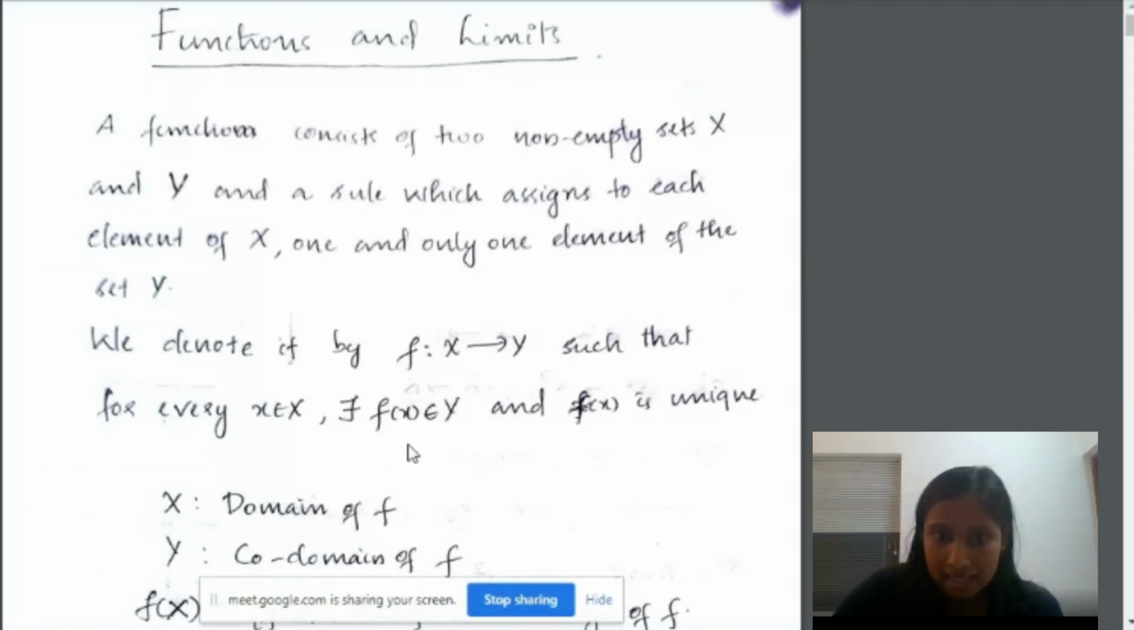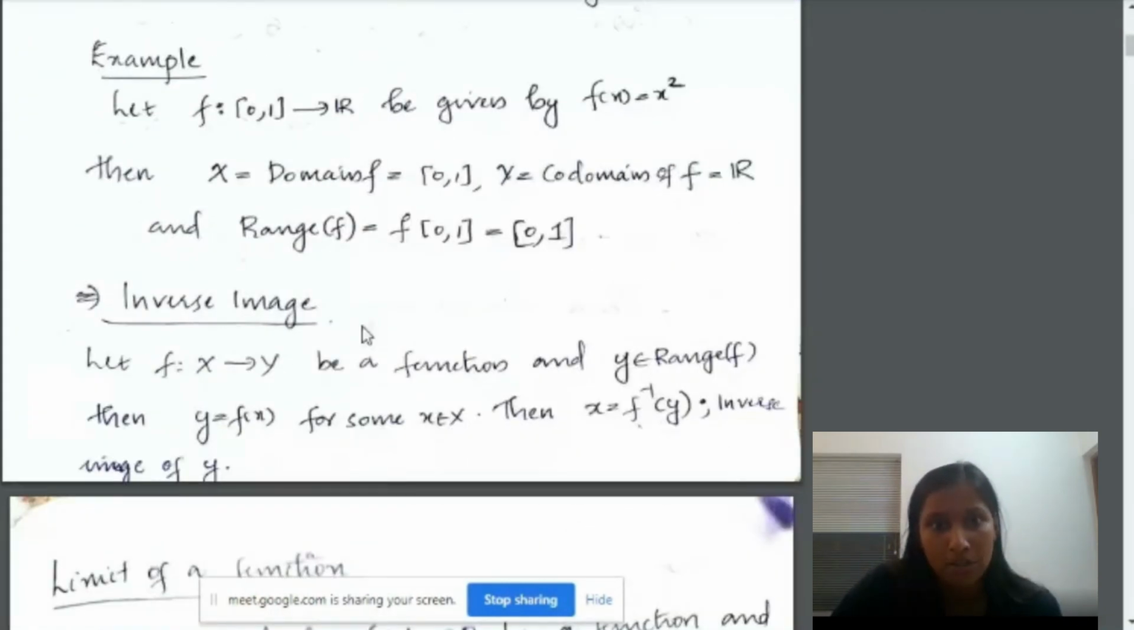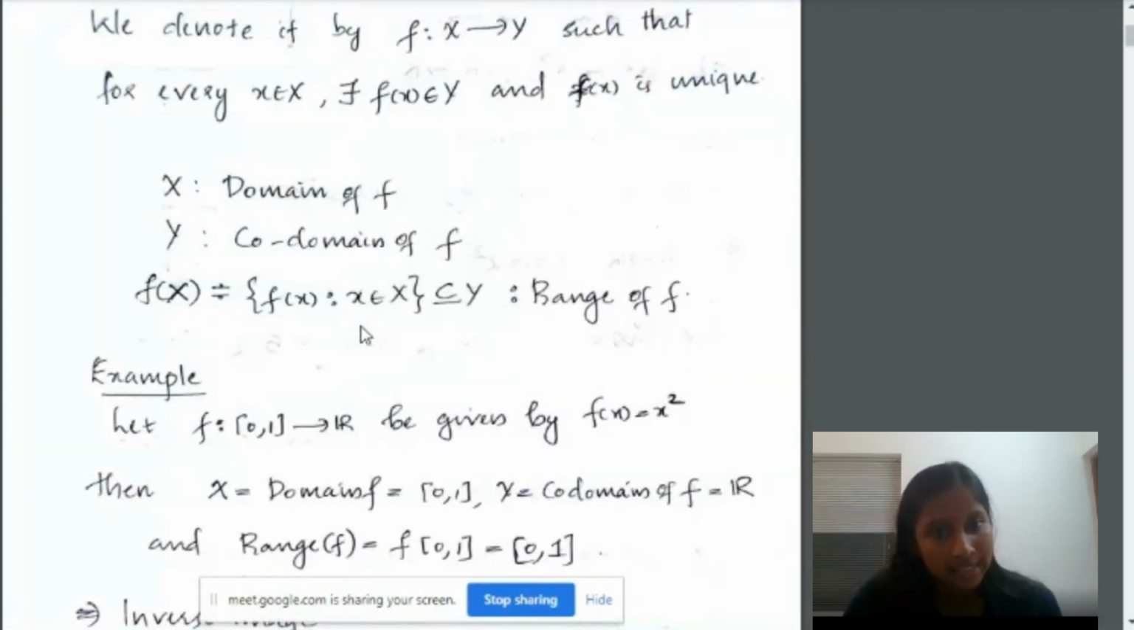This set X that we take, the input for a function, is called the domain of the function. The ending set or arrival set is called the codomain of the function. Another definition is f of capital X, that is f of the domain, which is called the range of the function. That is, we collect all the image values. Corresponding to an x, we call f of x the image of x. So we collect all of the image values and that set is called the range of f, which will be a subset of the codomain.